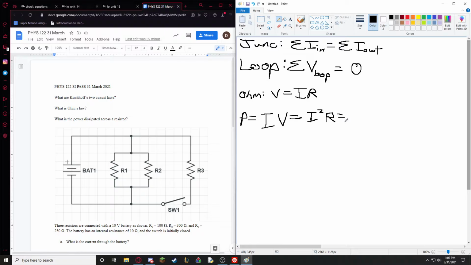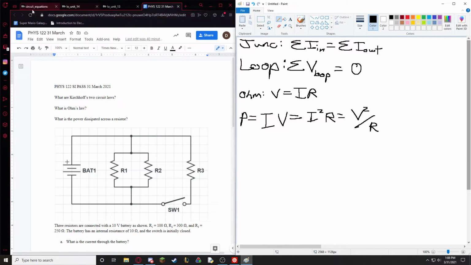The voltage and the resistance. So V equals IR, then V squared over R? Yep, exactly. We just plug in I is equal to V over R, plug it in there, V squared over R.